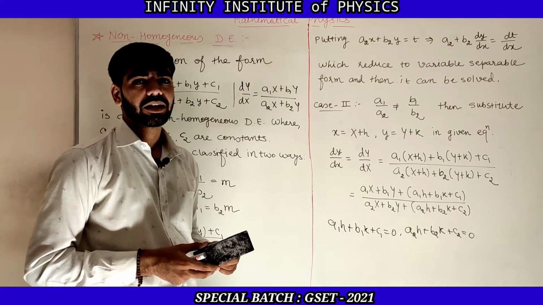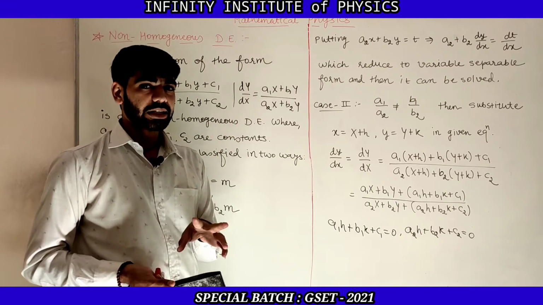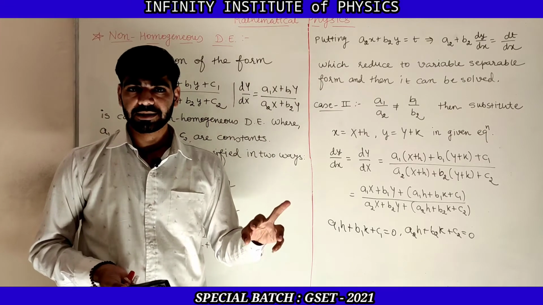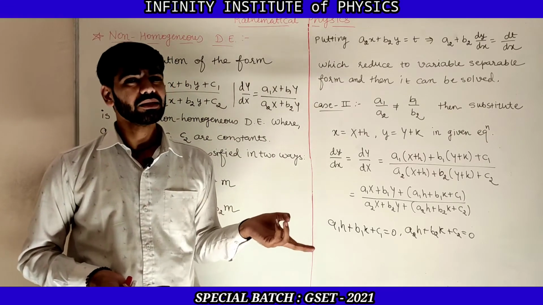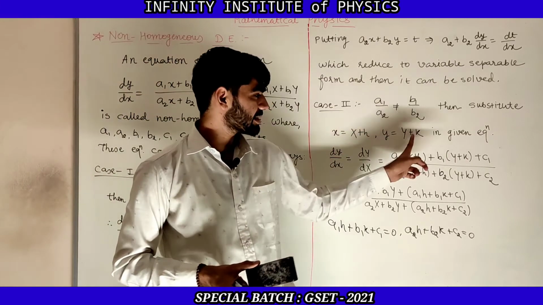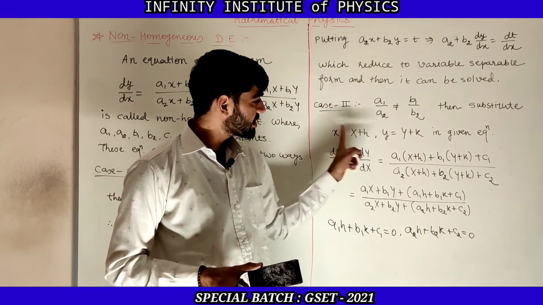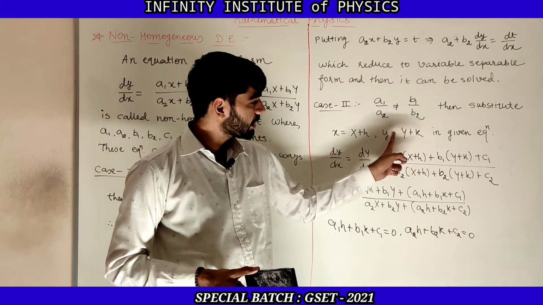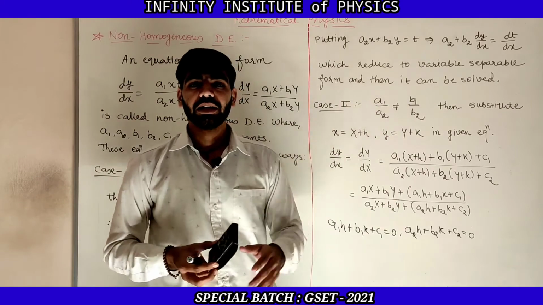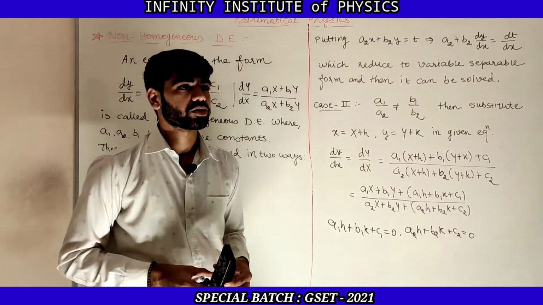So you will find the solution in terms of small v and capital X, but in place of small v you can write capital Y by capital X, and then the solution is given in terms of capital X and capital Y. But capital X can be written as x minus h, and capital Y can be written as small y minus k, and finally you need to do that substitution, and then we will get the solution.